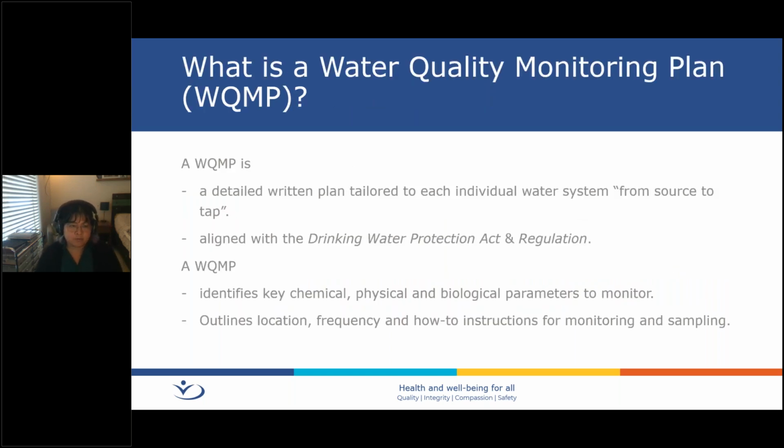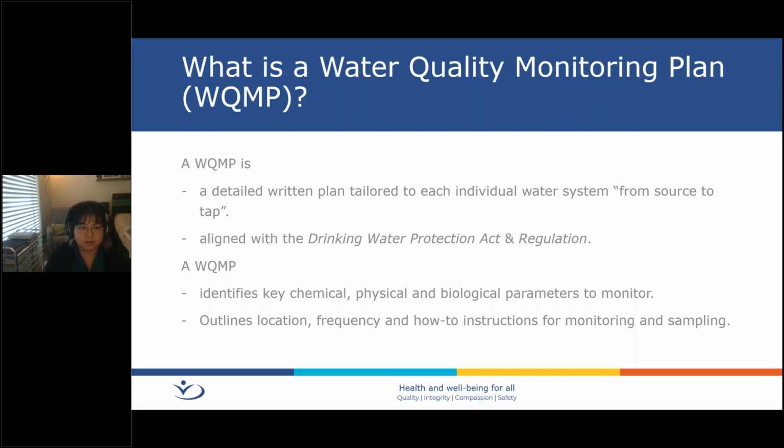So first of all, what is a water quality monitoring plan? It is a detailed written plan tailored to each individual water system from the source to tap, and it aligns with the Drinking Water Protection Act and regulation. Also, the plan identifies key chemical, physical, and biological parameters to monitor.